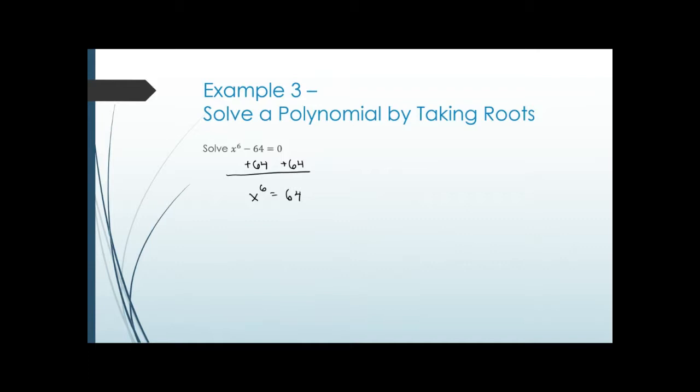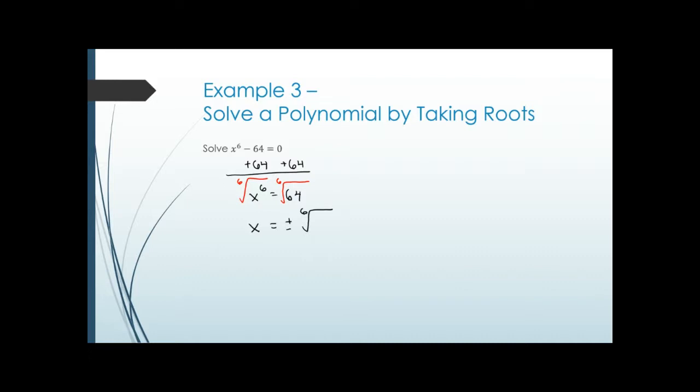Now, to undo x to the 6th, you take the 6th root. So like if it was x squared, we took the square root. Here we're taking the 6th root. So that's the root symbol with the 6 up there. And this is why we had to learn how to simplify radicals, because now we have something that we need to simplify here. So the 6th root cancels out the 6. I'm left with an x. And then when we have an even root, we get a plus or minus here. So I'm going to have a plus and a minus.